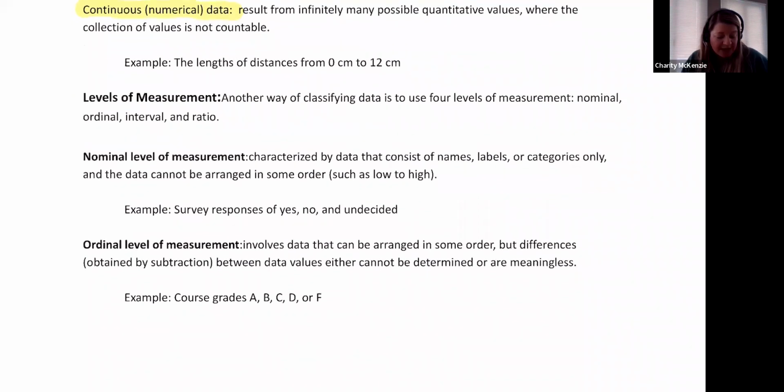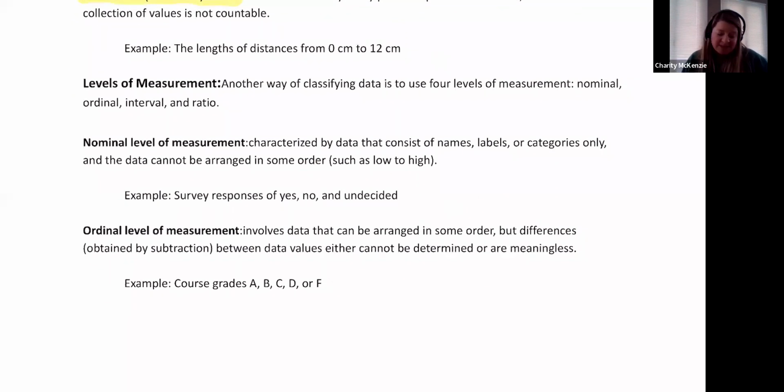Another thing you can do is levels of measurement. This is another way to classify your data. And we have 4 different measurements: nominal, ordinal, interval, and ratio. So nominal is our first one we're looking at. And nominal is characterized by data that consists of names, labels, and categories. So you have a survey, yes, no, undecided, something like that. You like your teacher on a scale from 1 to 5.